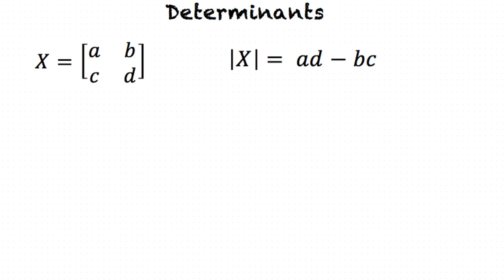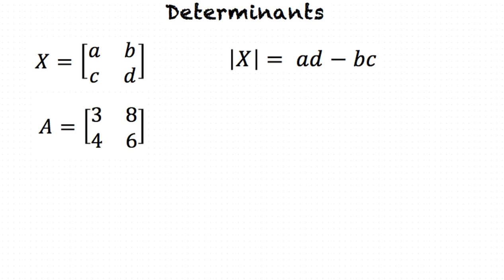Before we find the determinant of A, we must first know how to find the determinant. We will begin by looking at the determinant of a 2x2 matrix. We look at the determinant as if the matrix X is equal to first row a, b, second row c, d. When we take the determinant, it will look like the determinant of X is equal to a times d minus b times c.